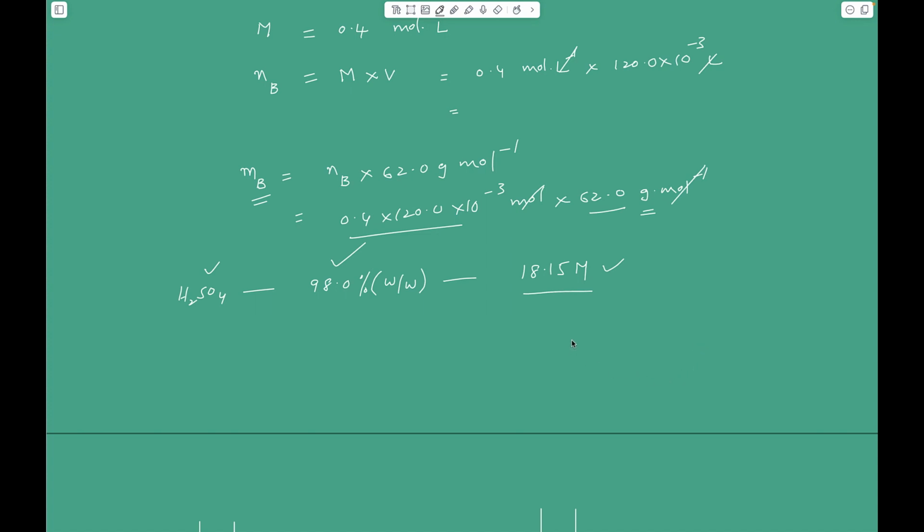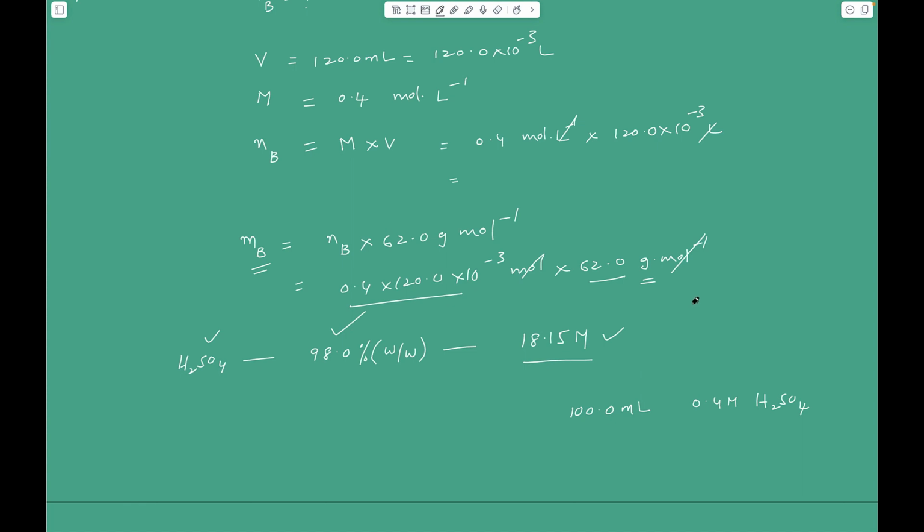Say for example, we need 100 milliliters of 0.4 molar sulfuric acid solution for a particular chemical reaction. How do I get this solution? We have to prepare it from this stock solution. How do we do that? Let us see. Obviously what we have to do here is somehow calculate the volume of the stock solution required to prepare the desired solution.